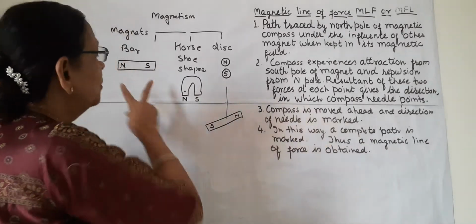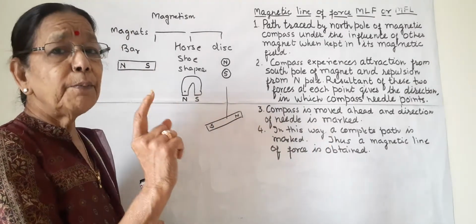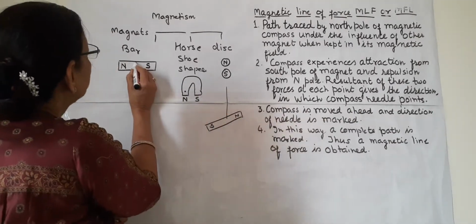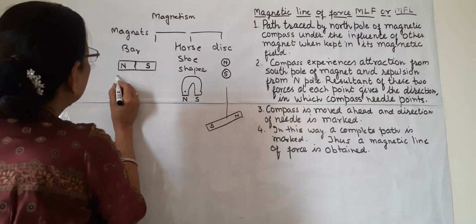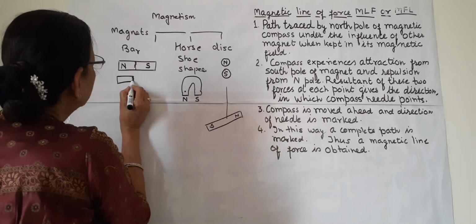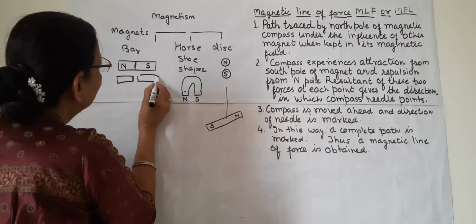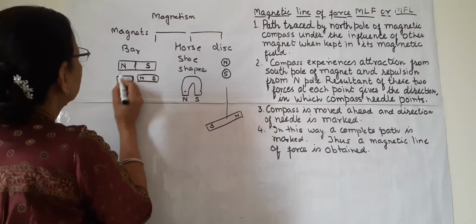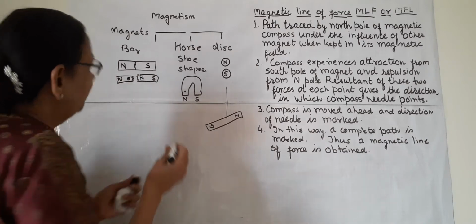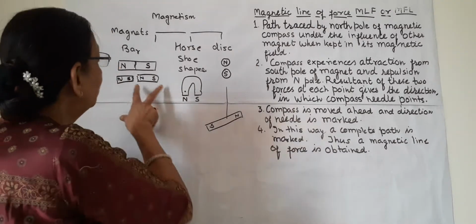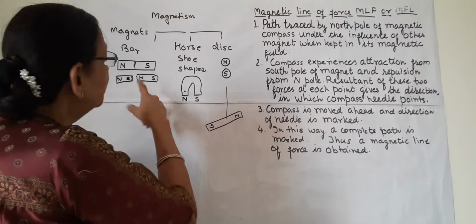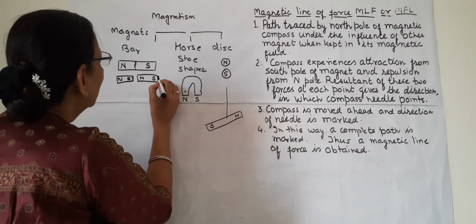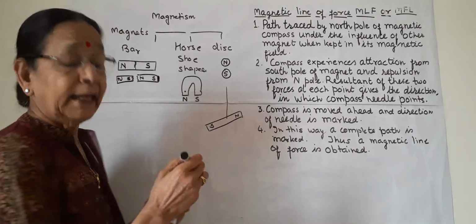Now these poles always occur in pairs. A single pole cannot exist. If a magnet is broken in between, then two parts will be formed. One is this and the other will be this. So this is south, but this new end will become north. This is north, this new end will become south. They always occur in pairs. The poles are towards the end of the magnet, but not exactly at the end, near the end.